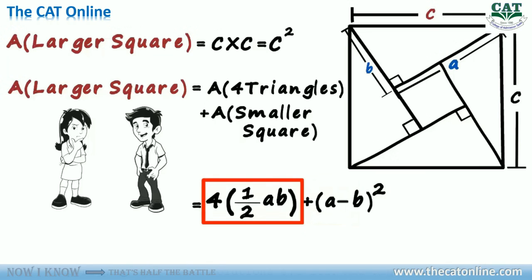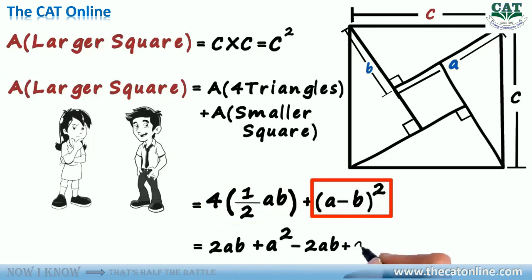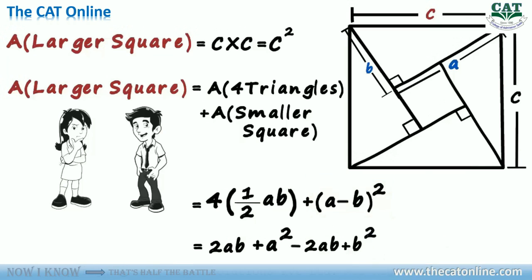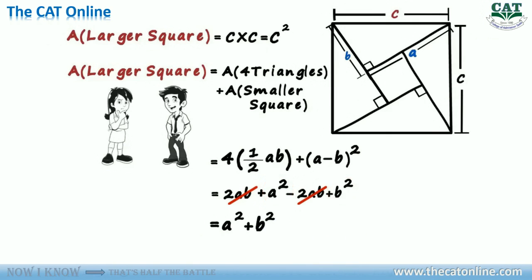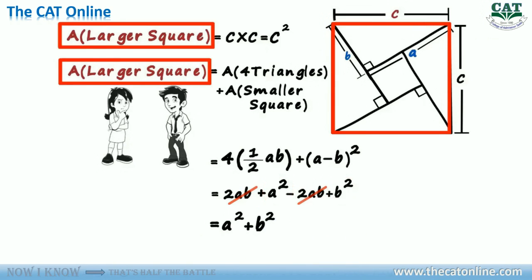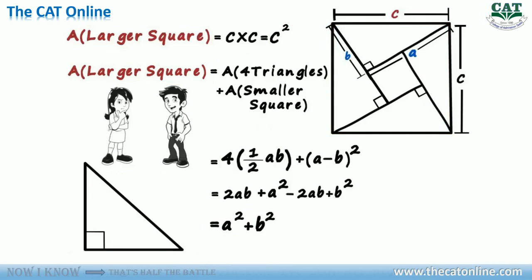4 times half ab will equal 2ab, and using the identity, we can write this as a squared minus 2ab plus b squared. 2ab and minus 2ab cancel out, and what we get on the right hand side is a squared plus b squared. We're talking about the area of the same square. So we can say c squared equals a squared plus b squared. So if we have a right triangle with sides a and b and hypotenuse c, then the Pythagoras theorem says that c squared will equal a squared plus b squared.